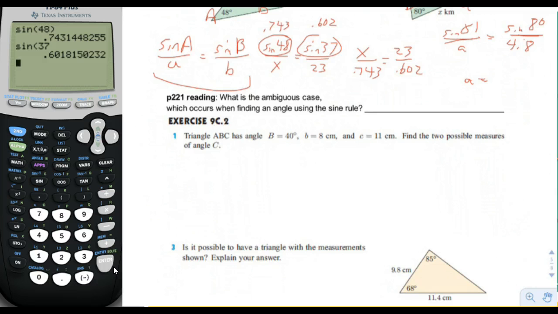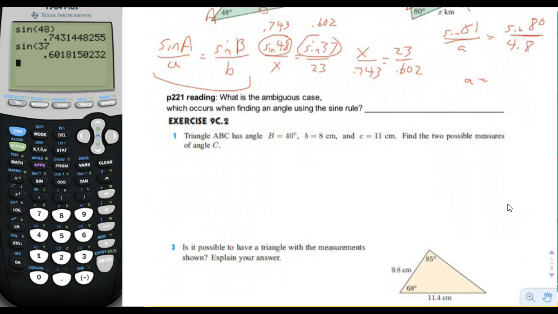What is the ambiguous case which occurs when finding an angle using the sine rule? Do you remember how when we used the law of cosines, sometimes you ended up with a quadratic, and the unknown could be one of two different values, and both of them might be valid? So the same thing happens here, except with the theta or the angle. When you have sine, remember how more than one angle can give the same sine?